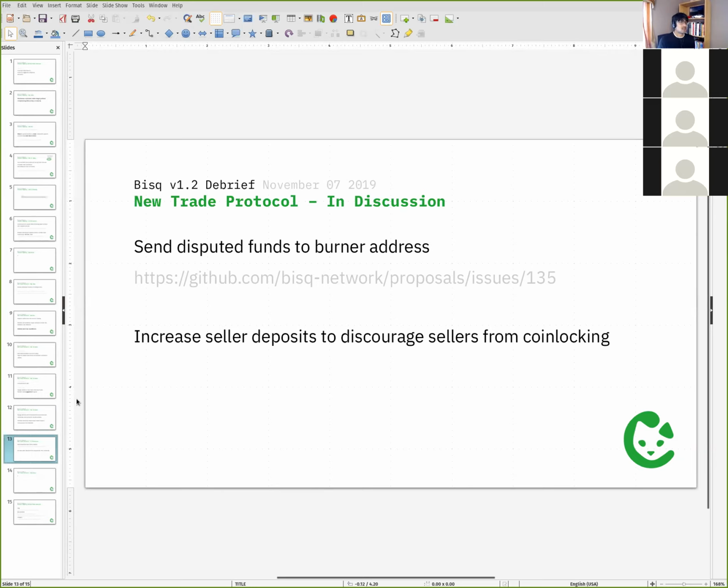Another concern is so-called coin locking, on a seller just doing a bunch of trades and leaving after being paid, and leaving the buyer in kind of a no man's land. So that's another issue that's been discussed. But yeah, that's the basic protocol. Any questions? I've left a lot of details out.